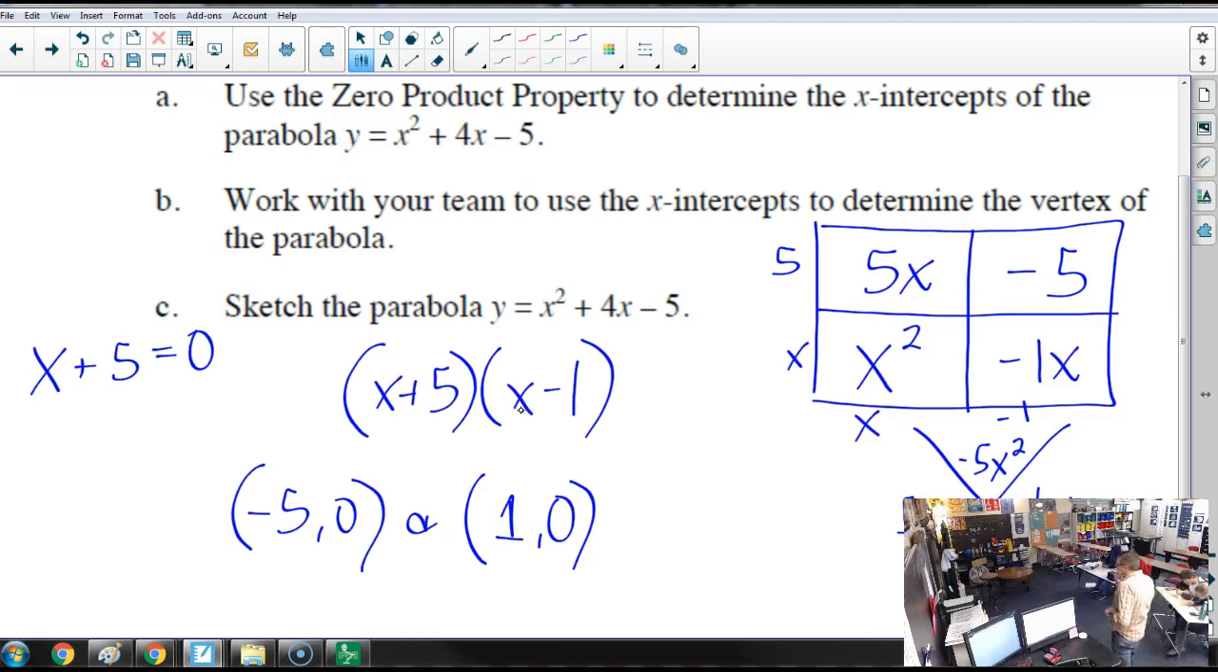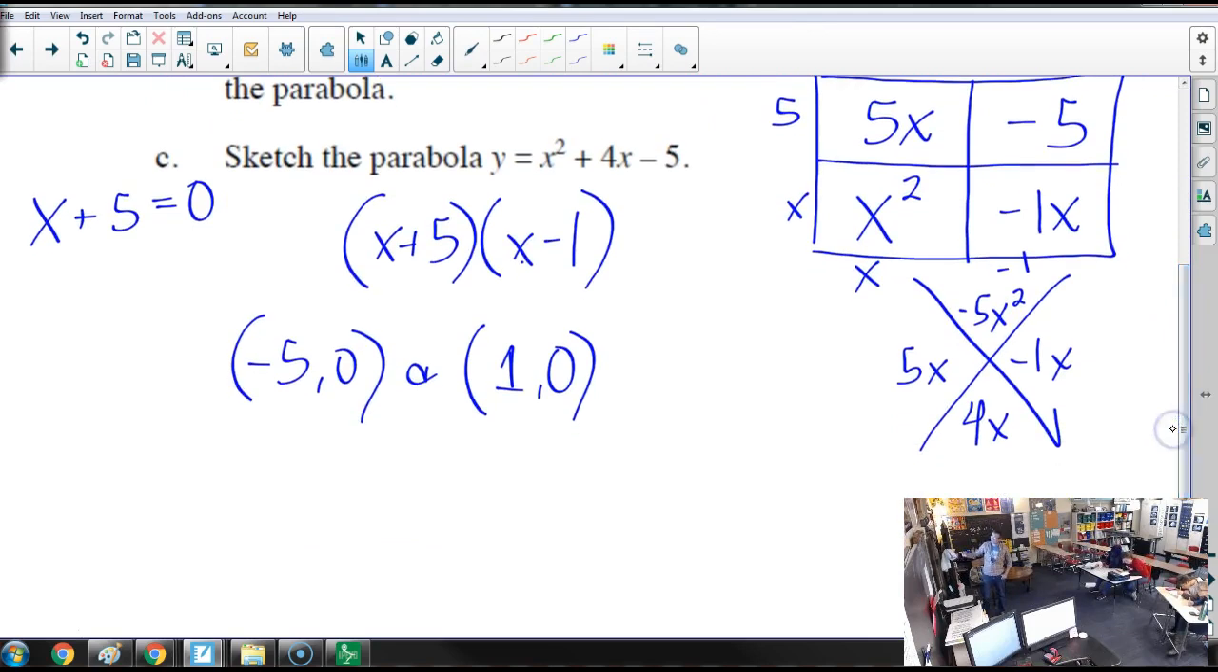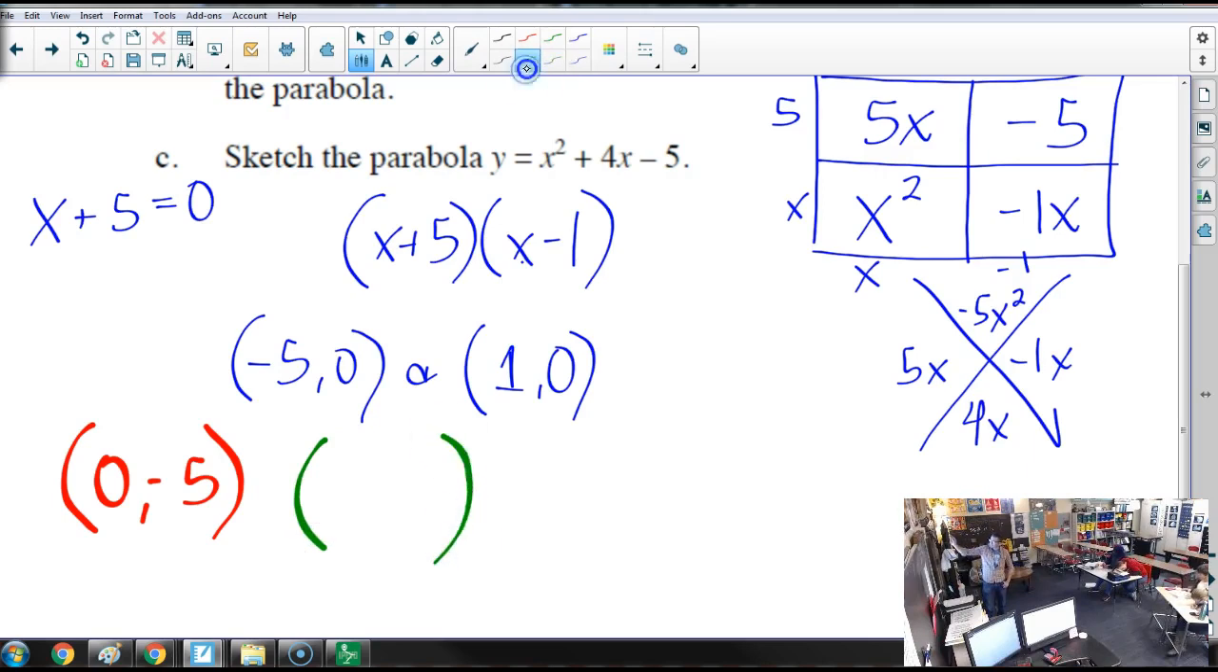What's the y-intercept here? Wait. What'd you just say? This one was easier than I thought. This skill. No, it's not.